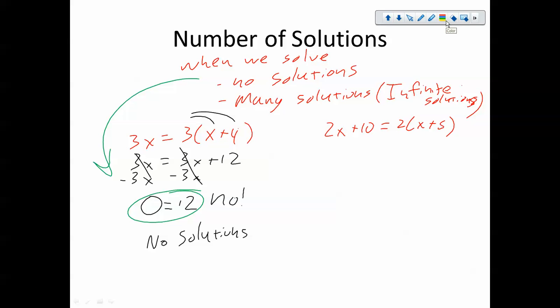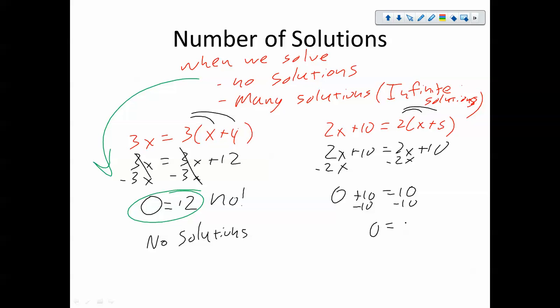Now this one over here, you want to guess how many solutions it has? Let's solve it. Let's see. We're going to distribute the 2. 2x plus 10. Now that's already strange, because this is 2x plus 10 equals 2x plus 10, and those two things are the same. Let's finish solving this. We're going to subtract 2x from both sides, and that's 0 plus 10 equals 10. And then if I subtract 10 from this side, I end up with 0 equals 0.